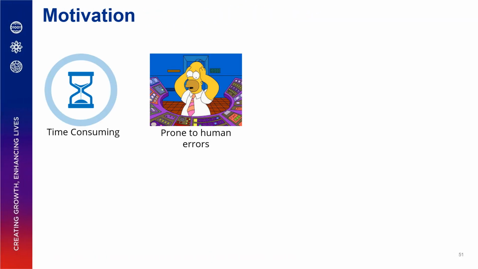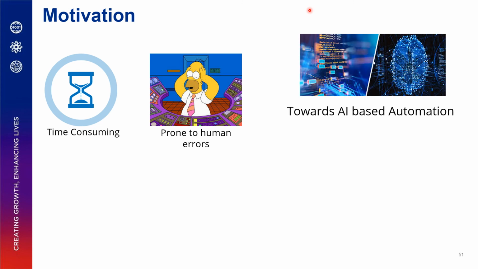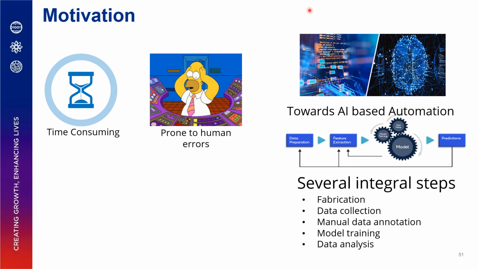As I mentioned, this part is very time consuming. It is prone to human errors because you need to do manual 3D measurements. To do this kind of characterization is very time consuming. So there's a real need for automated 3D metrology. And now the semiconductor industry is feeling the impact of deep learning and computer vision over here, and slowly moving towards AI-based automation.